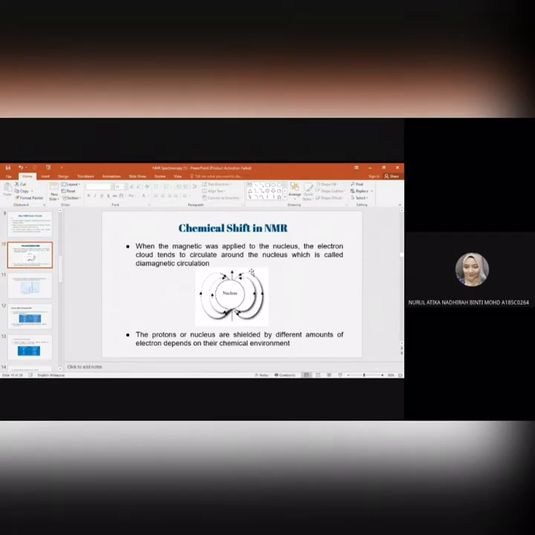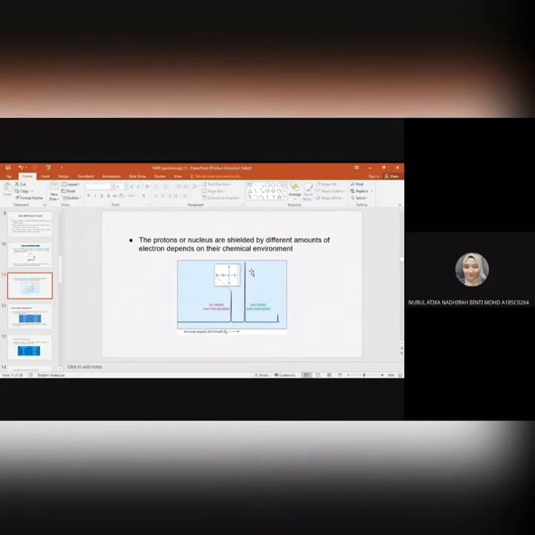When the magnetic field is applied to the nucleus, the electron cloud tends to circulate around the nucleus, which is called diamagnetic circulation. The nucleus becomes shielded because of the applied field by the diamagnetic electronic circulation. The symbol for the shielding constant is sigma. The protons or nuclei are shielded by different amounts of electrons depending on their chemical environment. For example, hydrogen in CH and OH. Since oxygen is more electronegative, the electron cloud will decrease at OH and the sigma will be smaller. Hydrogen in CH gives a lower resonance frequency compared to OH.